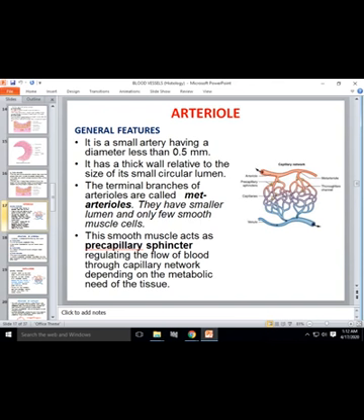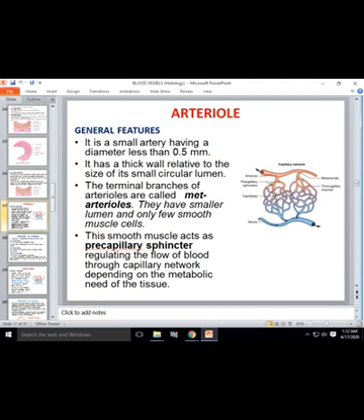Then comes arteriole. The general features of arterioles: it is a small artery having a diameter less than 0.5 millimeter. It has thick wall relative to the size of its small circular lumen. The terminal branches of the arteriole are called metarterioles. They have smaller lumen and only few smooth muscle cells.